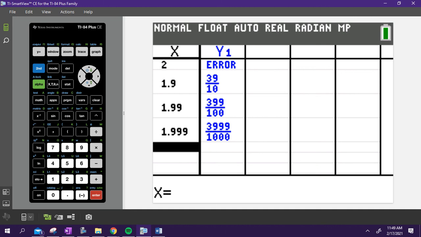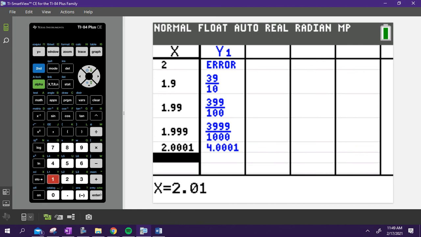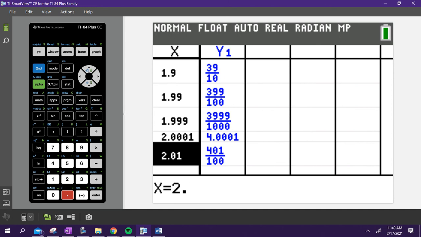We get that. Does it look like we're converging on a number? Oh no, it's a big scary fraction. You can handle those. It's not that crazy. Plug in a number bigger than 2, so like 2.001, 2.01, 2.1. What number am I getting closer and closer to from below and above?